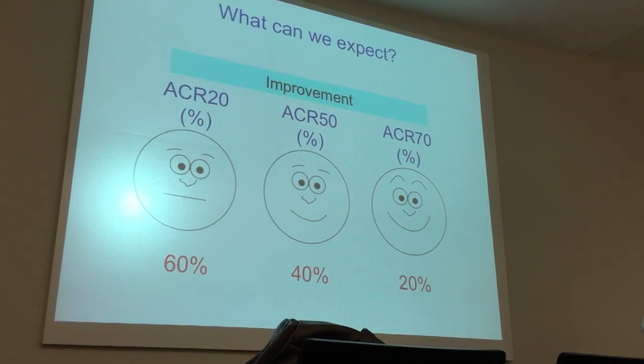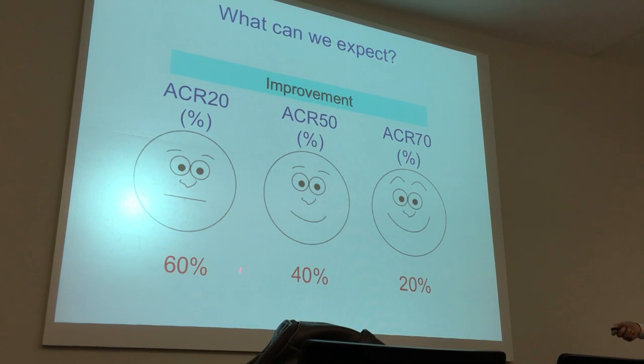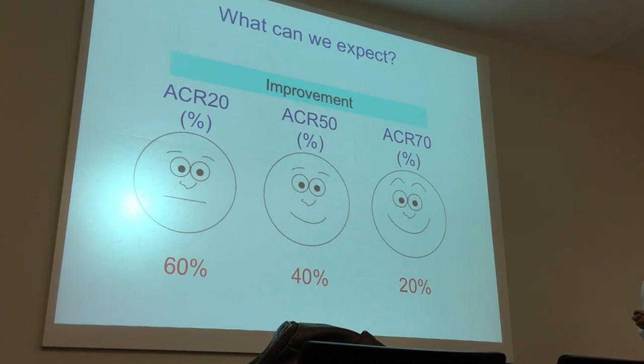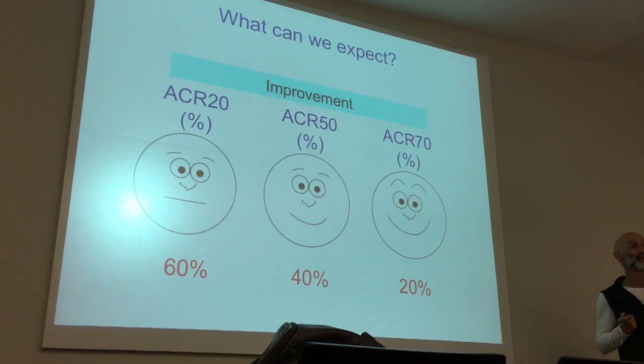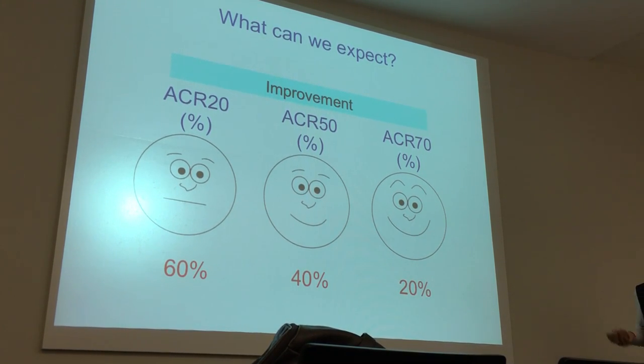And what we can achieve with these drugs is this: about 60% achieve a 20% improvement, 40% achieve a 50% improvement, and only 20% achieve a 70% improvement. So even with these very fancy and also very expensive drugs, we don't achieve an ACR 100. ACR 100 would be a healthy patient.